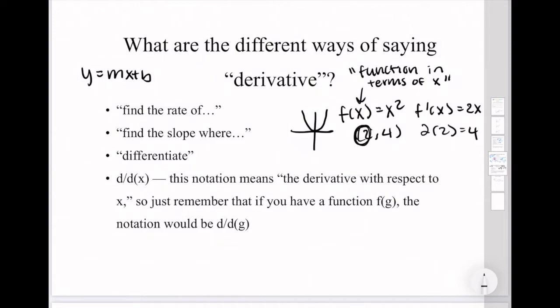But anyways, this is very similar to find the derivative, but differentiate. You'll see the same sort of root in there. It's essentially find the derivative. Actually, it's literally find the derivative, so don't be confused by that. Also, once again, d over dx, like we talked about before, literally means the derivative with respect to x. So like I said, if you have a function like f of g, then the notation would be d over dg, where g is actually x, but we're just using a different variable to represent that.